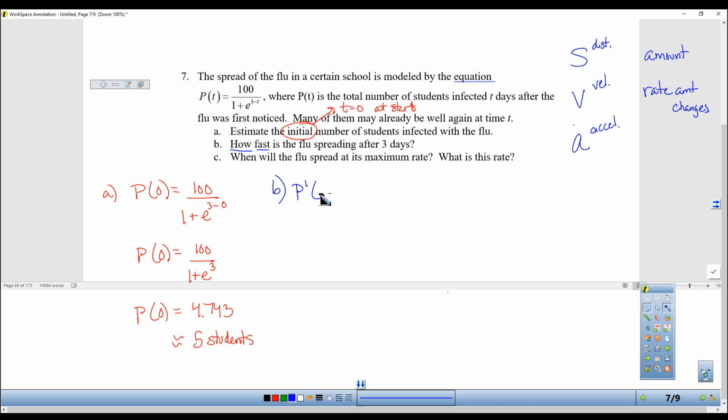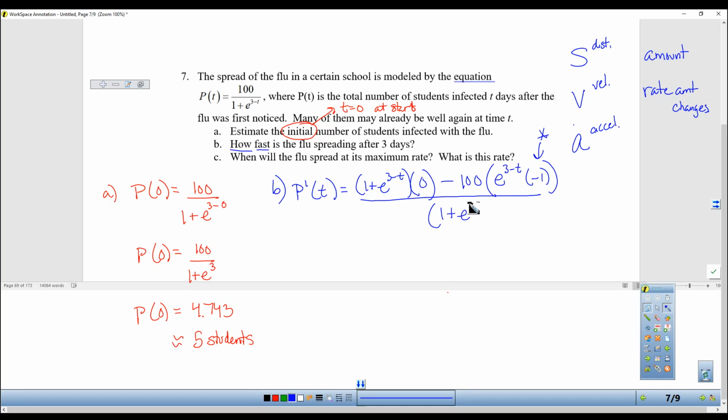So P prime of t is equal to quotient rule, the bottom times the derivative of the top, 0, minus the top times the derivative of the bottom. The derivative of e is e to the exact same thing times the derivative of the u, which is -1. That's a really easy thing to forget. All over the bottom squared.